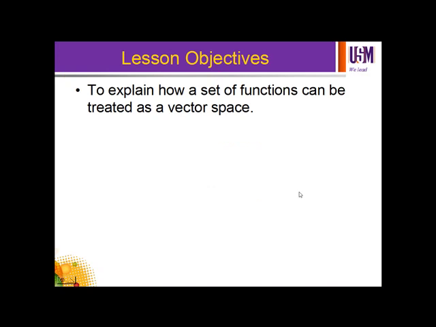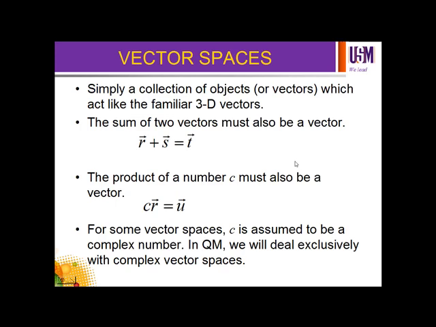The objective of this unit is for you to be able to explain how a set of functions can be treated as a vector space. Vector spaces are simply a collection of objects or vectors which act like the familiar 3D vectors. I think you are familiar with vectors in three dimensions. A vector must have magnitude and direction. So if we have a collection of vectors, these can be treated as vector spaces.